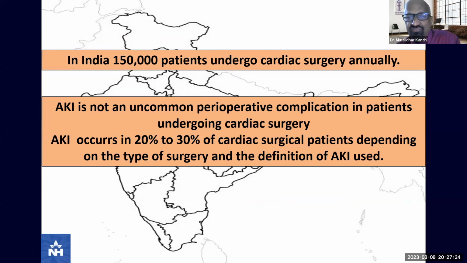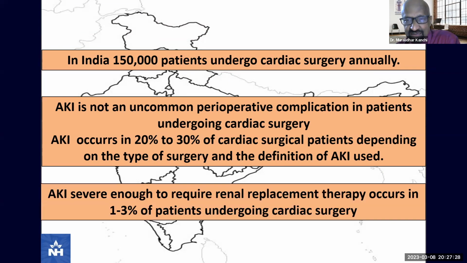If you go by definition, by increase in serum creatinine and urine output criteria, the incidence of acute kidney injury is up to 20 to 30%, depending upon the type of definition used. Any rise in the serum creatinine by 0.3 milligrams per cent qualifies it to be called acute kidney injury. Going by that criteria, 30% of the patients develop acute kidney injury.